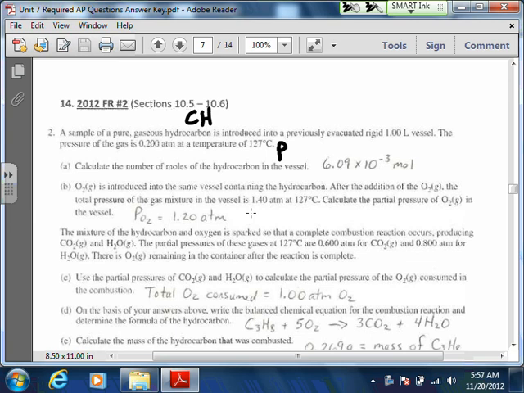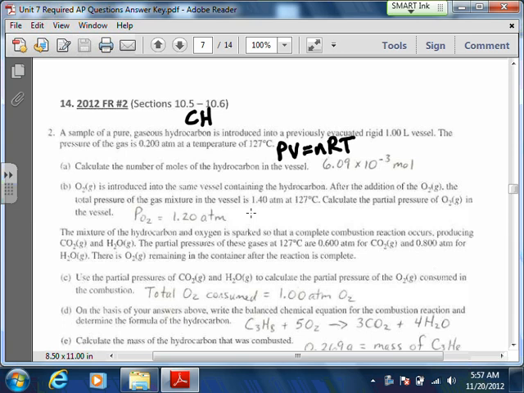We're just doing PV equals nRT on that one to figure out the number of moles of the hydrocarbon we have in the vessel. And that's going to come back into play a little bit later in the problem. Okay, so then, I have the answers up here so that you can see what our end result is. So B here says O2 is introduced into the same vessel containing the hydrocarbon. After the addition of the O2, the total pressure is 1.4 atmospheres. Calculate the partial pressure of the O2.